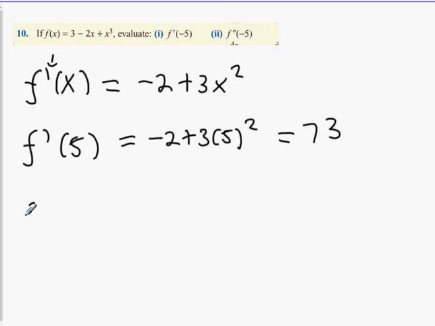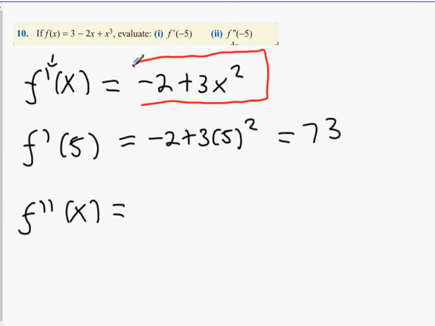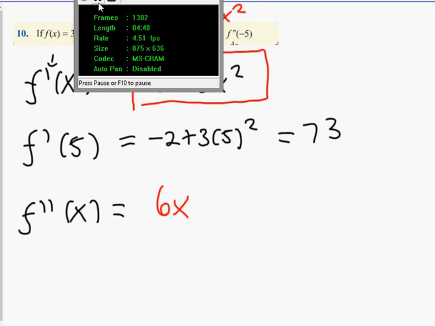Now, second thing, what does f double dash x mean? Differentiate twice. Differentiate this thing here a second time. So what happens when you differentiate minus 2? 0. Differentiate 3x squared? 6x. Then continue on here. Yes.